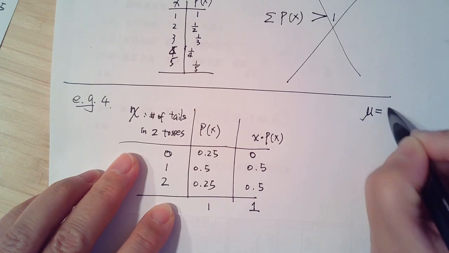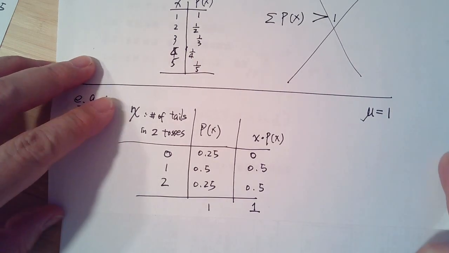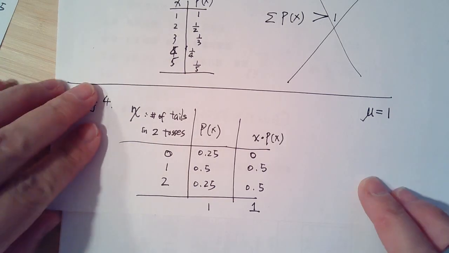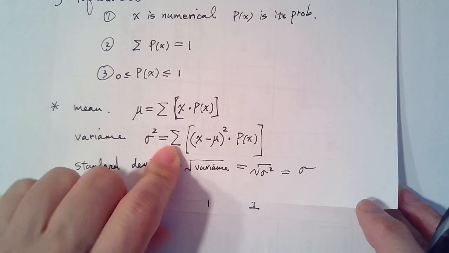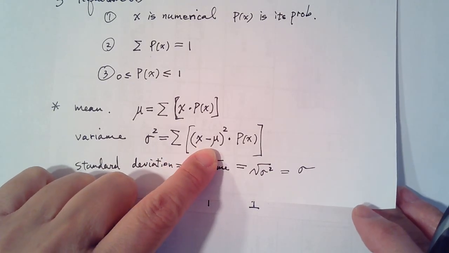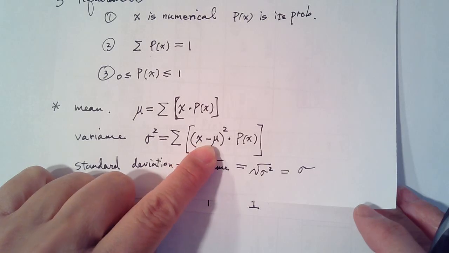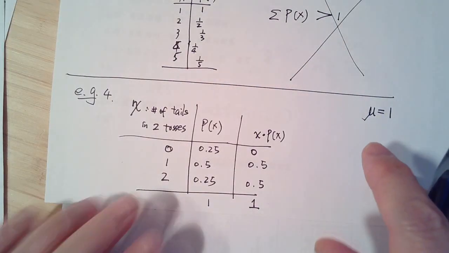Can you find the standard deviation? If you're looking for the standard deviation, you have to find the variance. The variance is x minus mean. In our case, mu is 1. So x minus 1, you square it, and then you multiply by p of x. Let me do that.